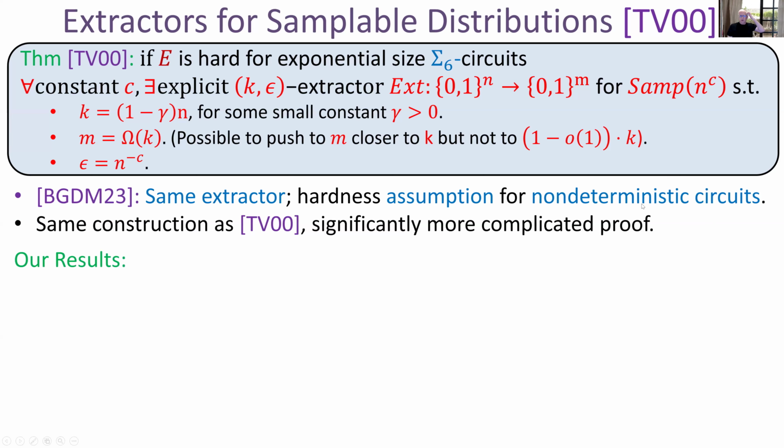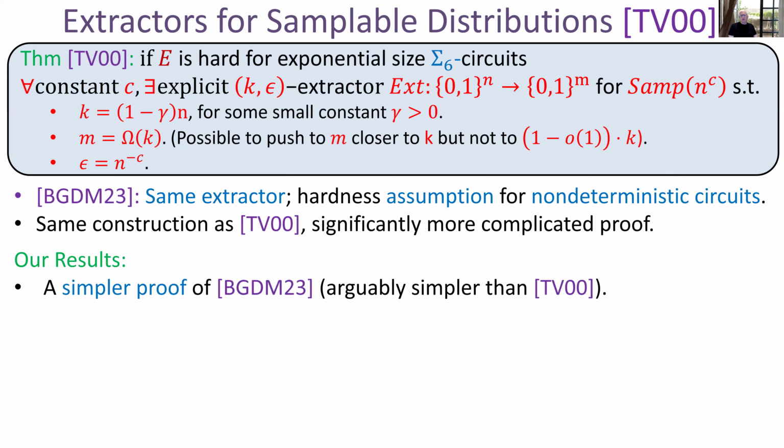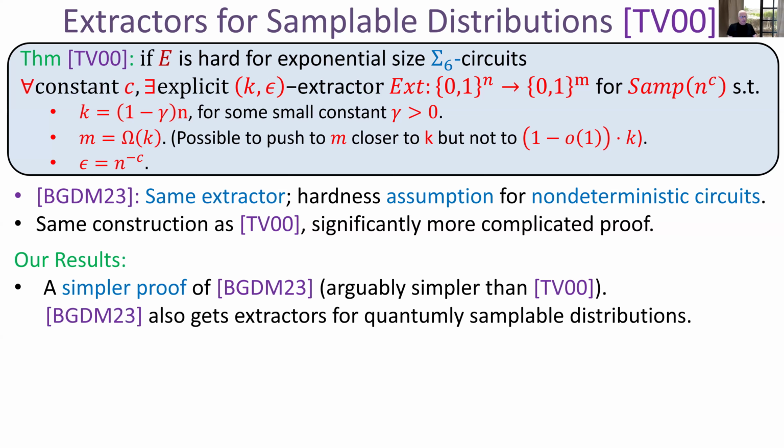Okay, so what are the results that I'm going to tell you about in this paper? The first result I'm going to tell you is a simpler proof of the work of Ball, Goldin, Dachman-Soled, and Mutreja. And I would actually argue that it's even simpler than the original proof of Trevisan and Vadhan. And here I should say that we get the simpler proof in the case that I told you, but the BGDM paper also gets extractors for quantumly samplable distributions. That's a different model that I'm not going to talk about. And the new proof technique that I'm going to show you is not going to get that, but a simpler proof of this theorem.